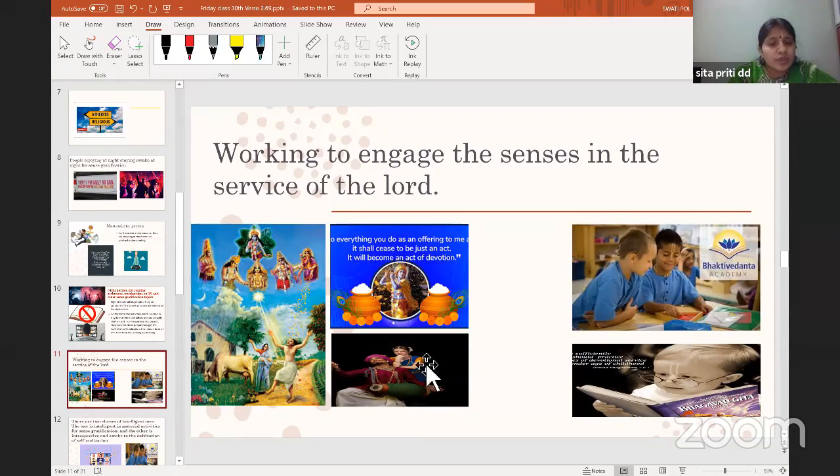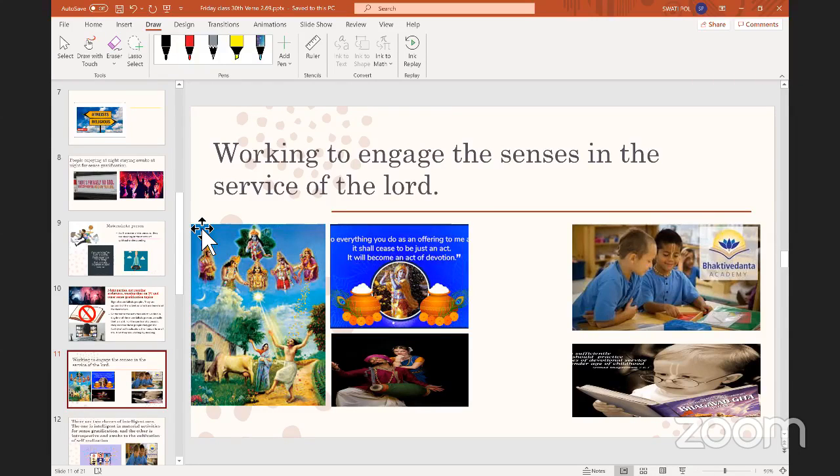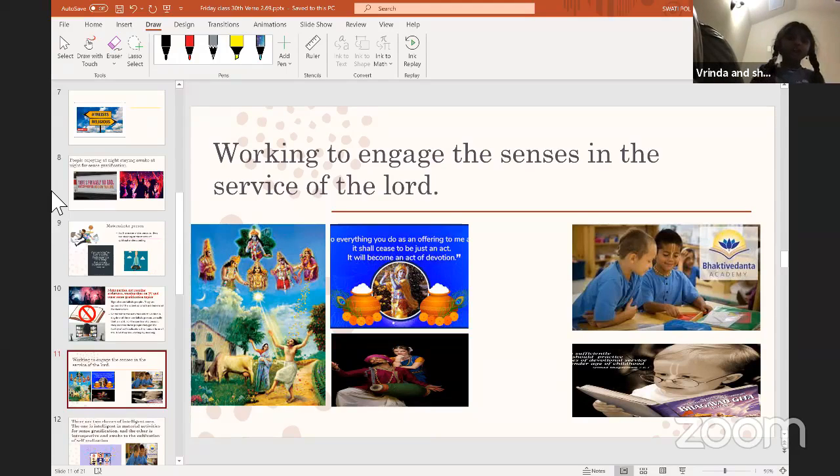Being in Krishna consciousness does not mean that you cannot dance. We can dance in the temple. How many of you have seen everybody dancing in the temple? I have seen. We also dance in the temple, right? We have seen so many Rath Yatras also, and so many beautiful dances. People are dancing. So we can use our senses in the service of the Lord as well.